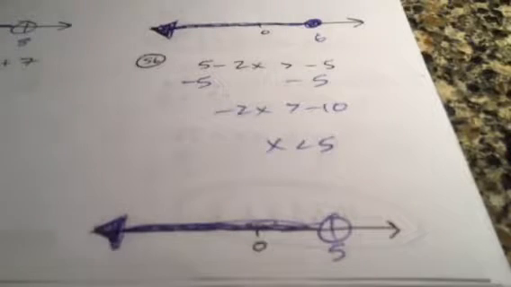Then here, you're going to subtract 5, divide by -2, so x is less than 5. Open circle around 5 shades to the left.